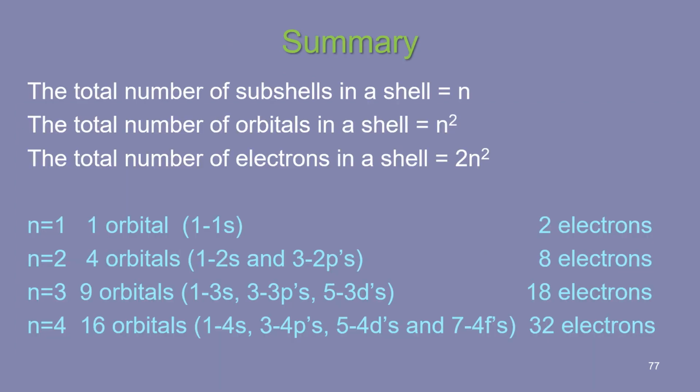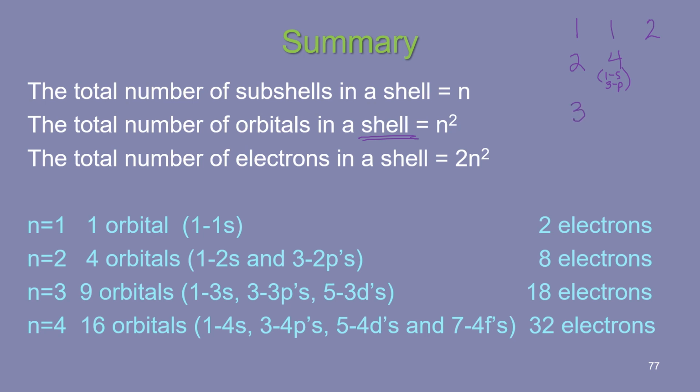Just some more things that can help you with the summary. The total number of subshells in any shell is n. So whatever shell you're in, that's how many subshells you can have. The total number of orbitals in any shell, now keep that in mind, that's just for a shell, is n squared. So if you're in the first shell, you have 1 squared or 1 orbital, which happens to be the 1s, and therefore 2 electrons. If you're in the second shell, you'll have 4 orbitals. Remember, that's 1s and 3 p's for a total of 4.